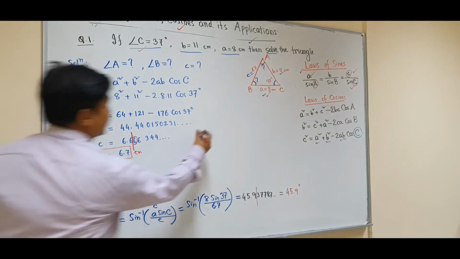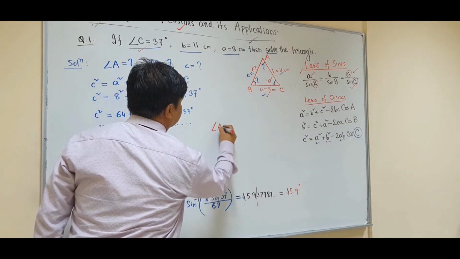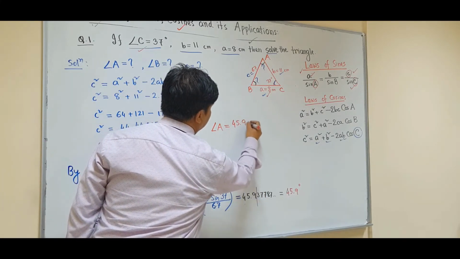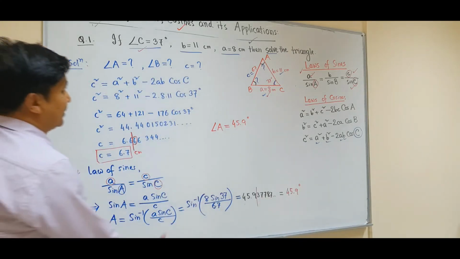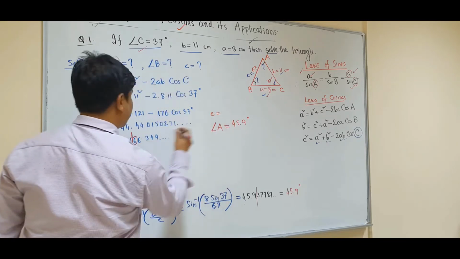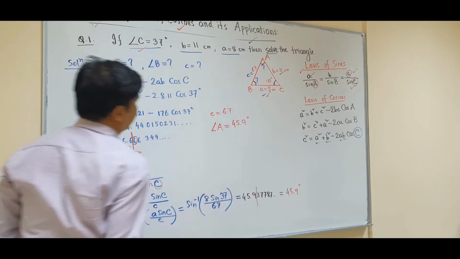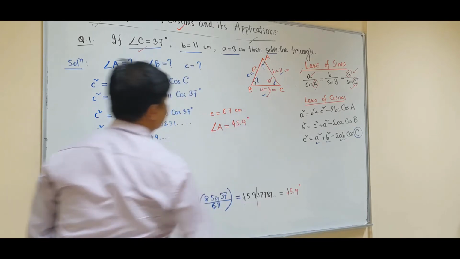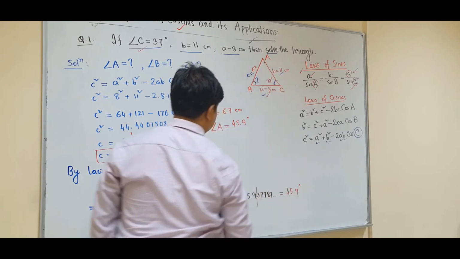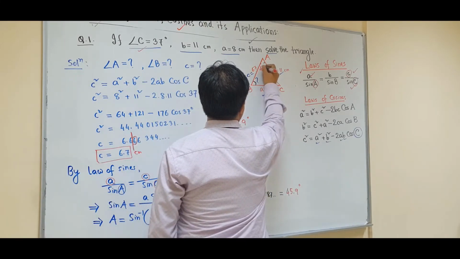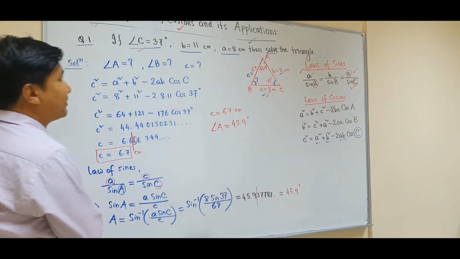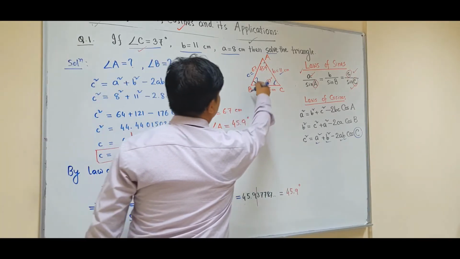So we get angle A equals 45.9 degree. Then we got c equals how much it is? 6.7, and that is in centimeter. So what is left out? So you can see here we got A, which is equal to 45.9 degree. So only left out part is to find out angle B how much.